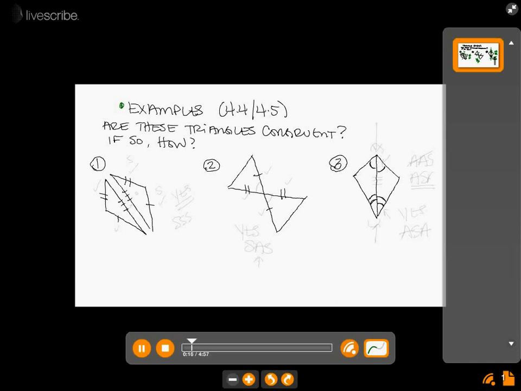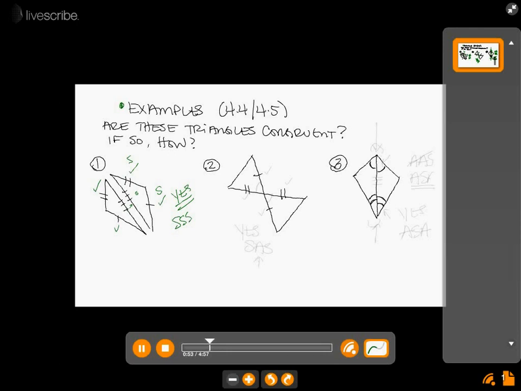Alright, the first example here, if we look, we have the sides all marked off. And these sides correspond with each other and are congruent. Those sides correspond, and the inside two sides correspond. So since we have all three pairs of sides that match up and correspond in each triangle, this is a yes. They are congruent. And they're congruent if we look, we have a side, and a third side. So they'd be congruent by SSS, side, side, side congruence.